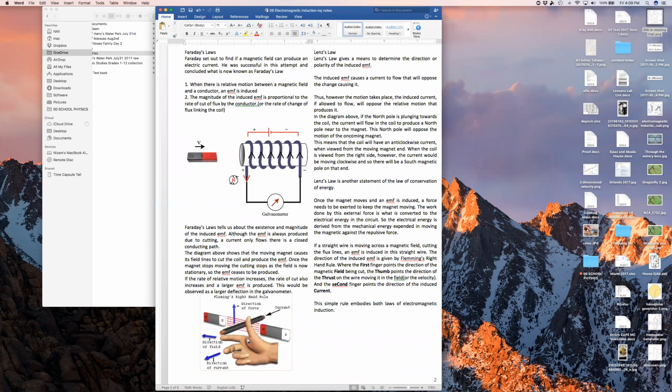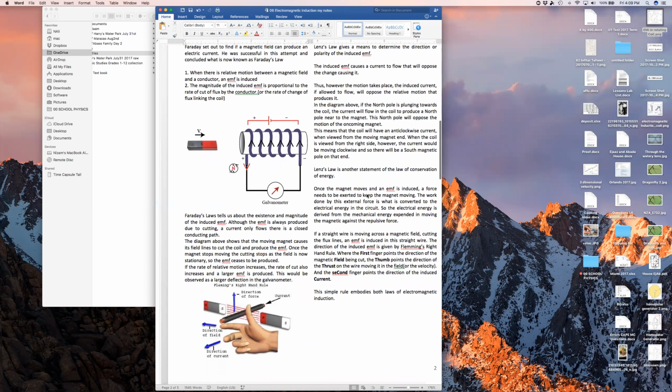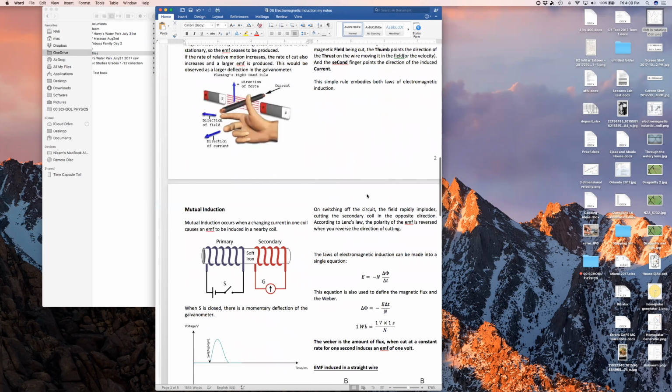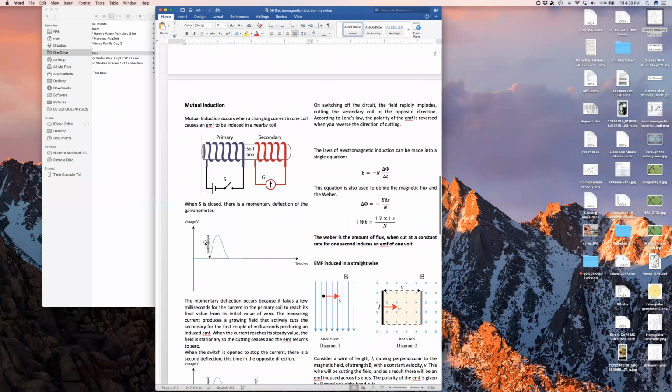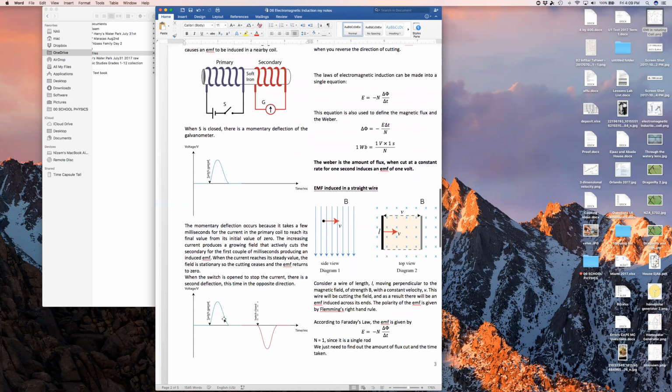But this is the right-hand rule that deals with the direction of the induced current when there is a field and motion. All right? But pretty much all of this, including mutual induction, we had done in class, as well as the graphs dealing with mutual induction. We also went through the derivation of the equation for the EMF induced in a straight wire.